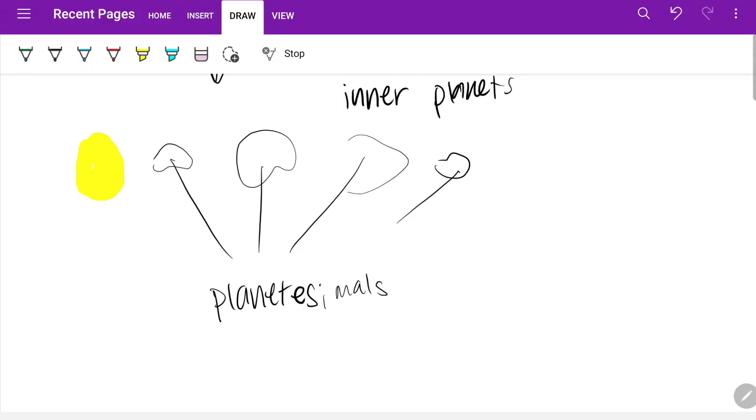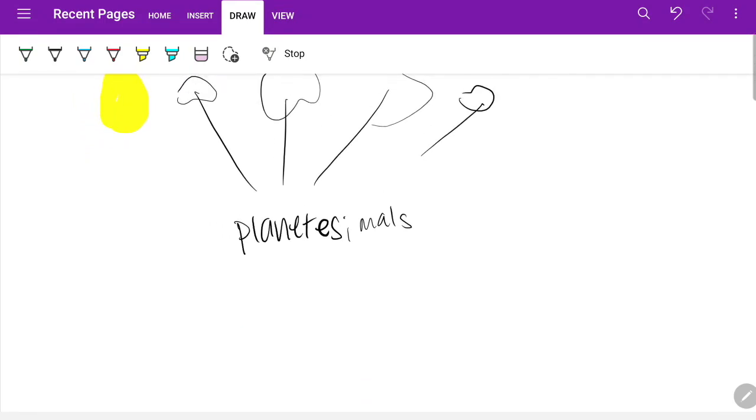These planetesimals could also be called protoplanets, and it's that same concept where these are the before planets. What the planets were before they actually became planets. And as the gravitational attraction started to pull these molecules together and compact them more, we got our inner planets: Mercury, Venus, Earth, and Mars.